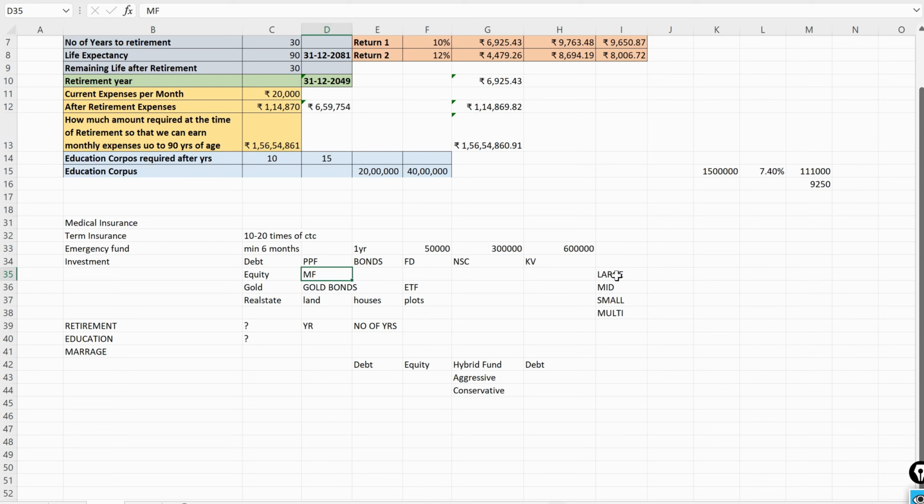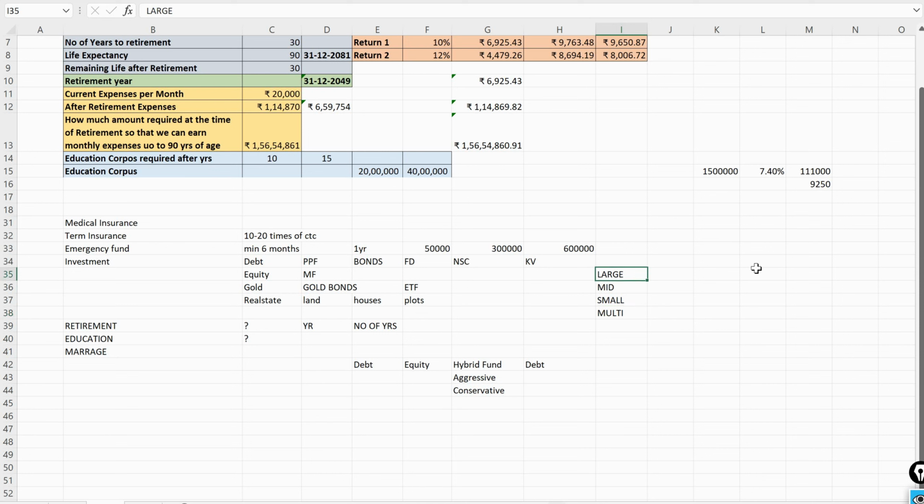In mutual funds we can proceed with 2-3 types of funds, meaning large cap funds, mid cap funds, small cap funds and multi cap funds. At most 3-4 types of funds is okay for a general person, much more than that is not required.